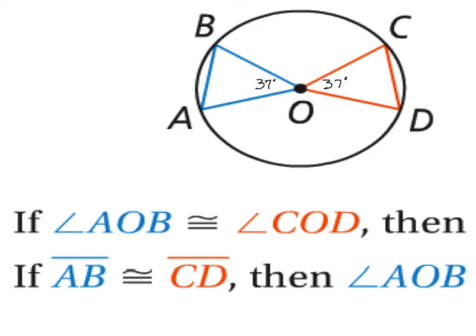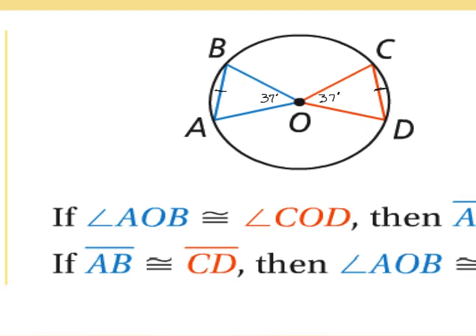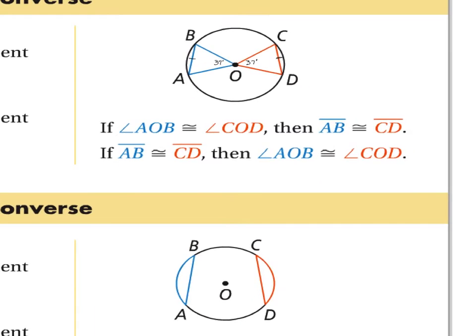Then if that's the case, if they're both the same angle measure, then these two chords, BA and CD, are congruent to each other, which is essentially what it's saying in this statement. If the central angles are congruent, the chords are congruent, and then vice versa. If the chords are congruent, then the central angles are congruent.